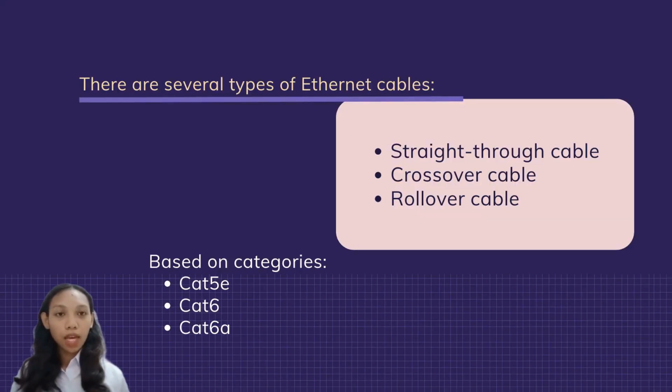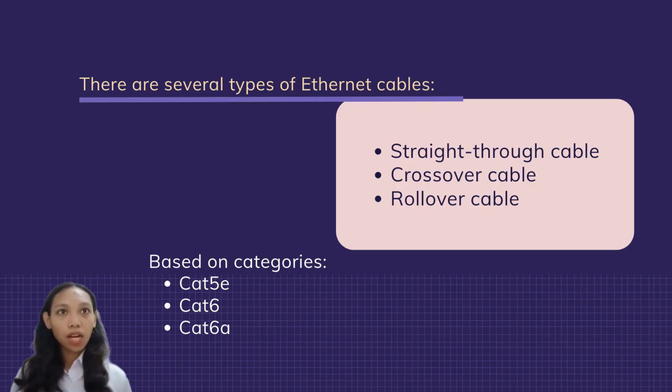Next is types of Internet cables. Internet cables are essential components in a wired network because they function as the main medium for transmitting data between devices. There are several types of Internet cables based on their use. A straight-through cable is the most commonly used type and is designed to connect different types of devices, such as a computer to a switch or router. This cable uses the same wiring standard on both ends, making it simple and widely applicable.